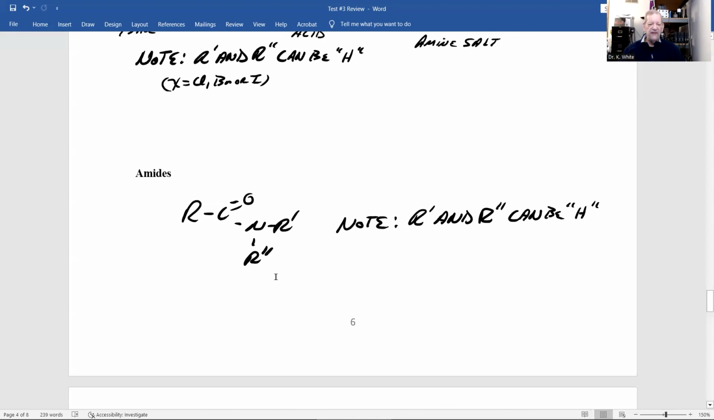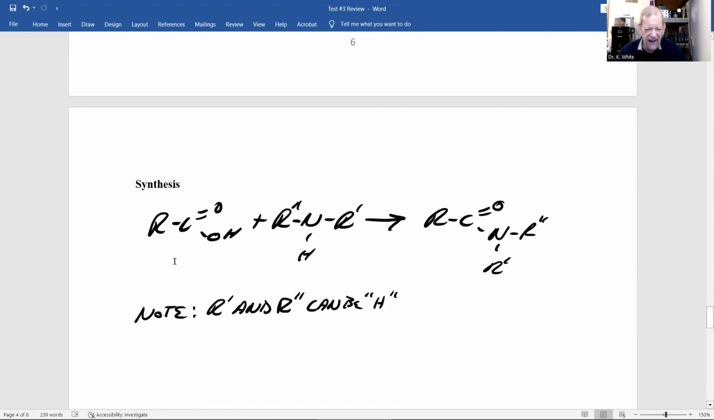Now, a derivative of amines is an amide. An amide is a carbonyl with an R group. On the carbonyl is nitrogen, and on the nitrogen is R prime and R double prime. For an amide, R prime and R double prime, or just one of those, can be hydrogen. And those are amides. When I worked at AXO, I was responsible for research and also helping the plants. We made amides.